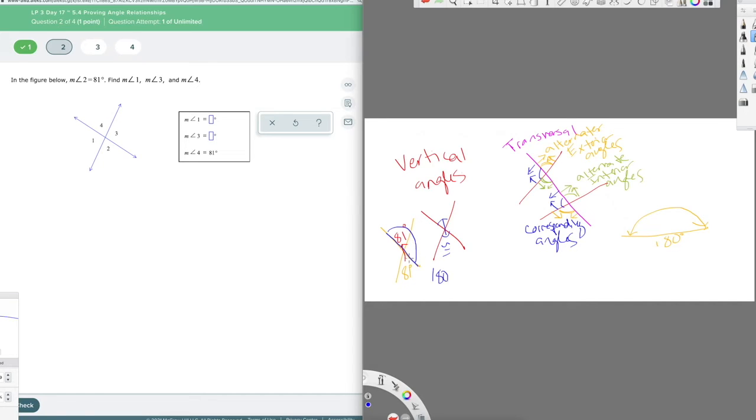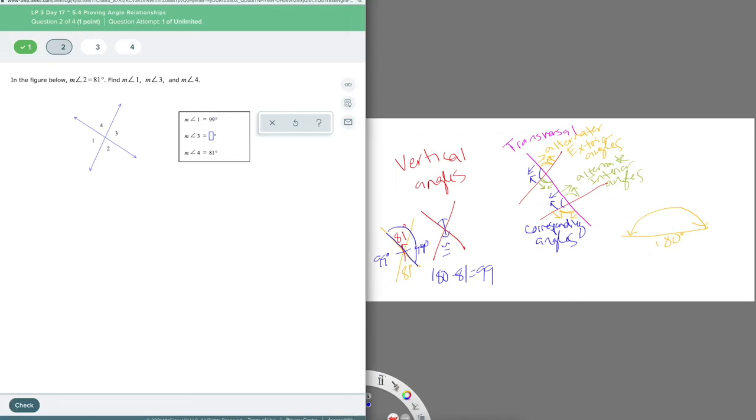And I'm already using 81 of those, so I'm going to subtract, and that would give me 99. So this guy has to be 99 degrees. And then I can do that same idea with the vertical angles and go across and say that this one also has to be 99 degrees. So we can go around with one angle and find all 4 angles there, just by using those two ideas, vertical angles and linear pair.